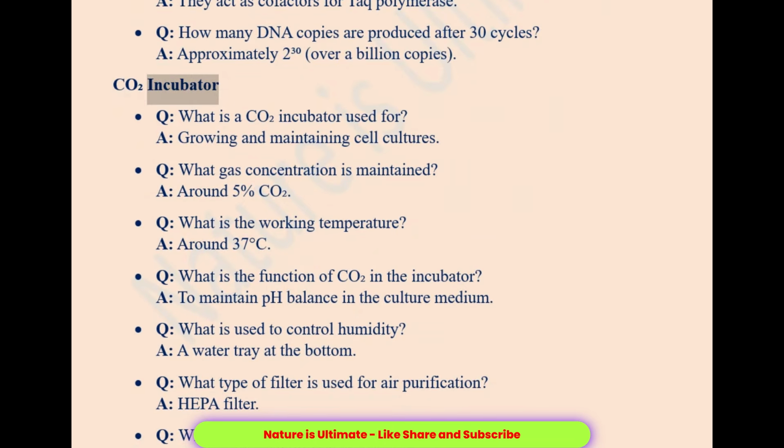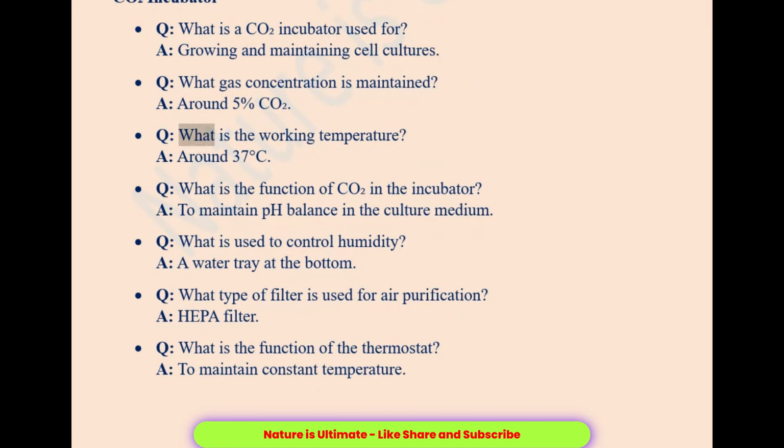CO2 incubator. Q. What is a CO2 incubator used for? A. Growing and maintaining cell cultures. Q. What gas concentration is maintained? A. Around 5% CO2. Q. What is the working temperature? A. Around 37 degrees Celsius. Q. What is the function of CO2 in the incubator? A. To maintain pH balance in the culture medium.